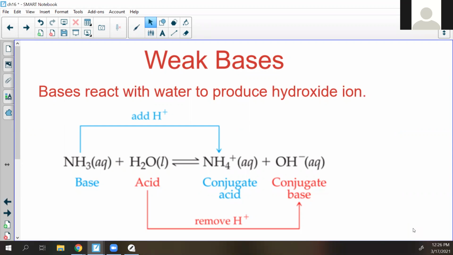So here we go. Bases react with water to produce the hydroxide ion. Nailed it. We already knew that. You dang well better have known it.